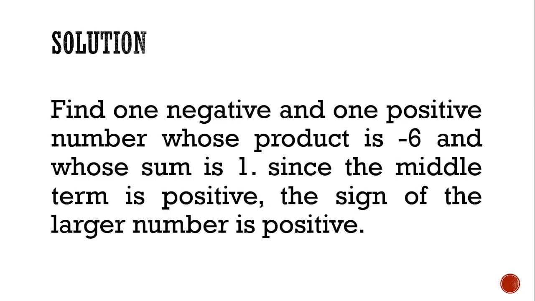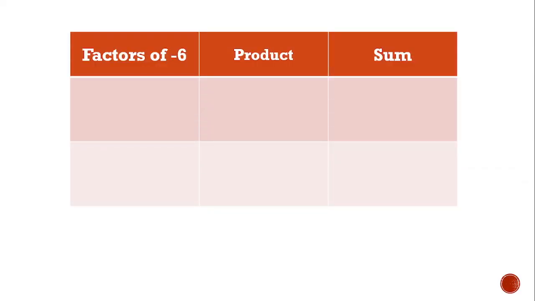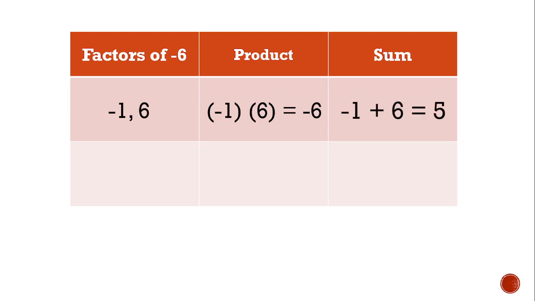We have here an example. Factor x squared plus x minus 6. And here is our solution. Find one negative and one positive number whose product is negative 6 and whose sum is 1. Since the middle term is positive, the sign of the larger number is positive. Factors of negative 6, its product, and the sum of its factors. So we have negative 1 and 6. The product is, of course, negative 6. But the sum is equal to positive 5.